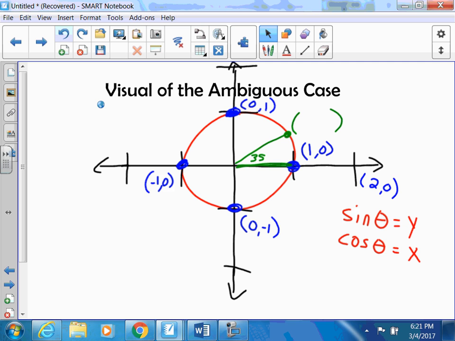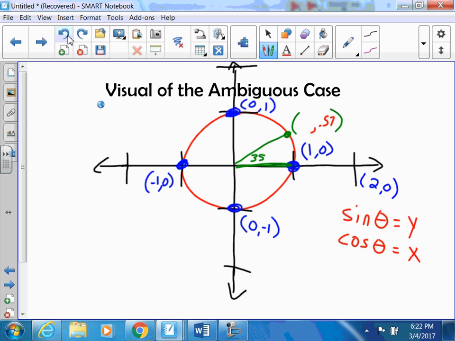So why don't you type in the sine of 35? And if you've done that, you should get 0.57. Well, that would be the y coordinate. So 0.57. If you look here, is that at about 0.57, a little more than half? Remember, this is 1 up here. So 0.57 right there is a little bit more than half. That should make sense, right?